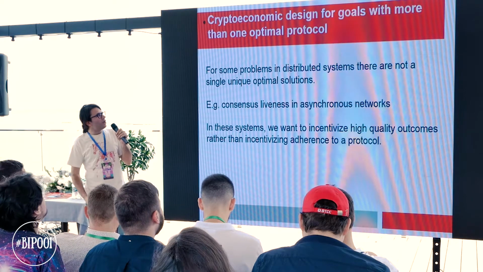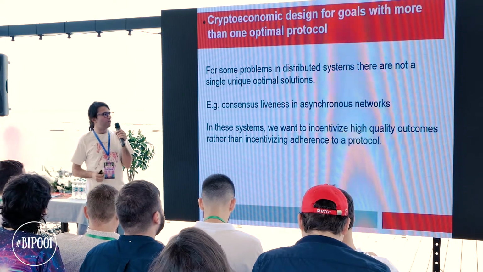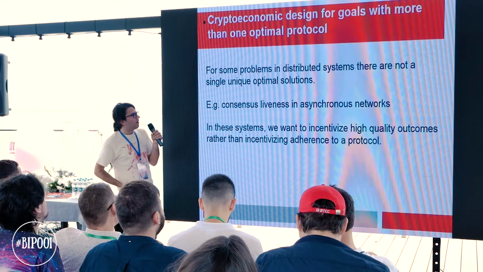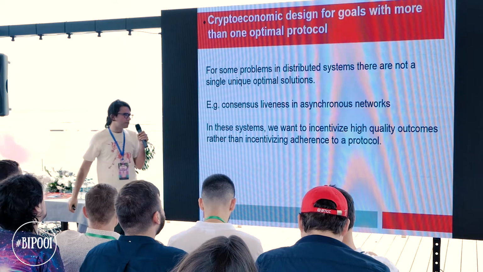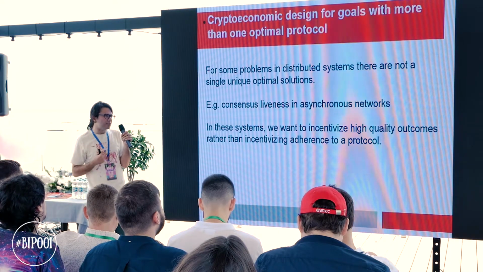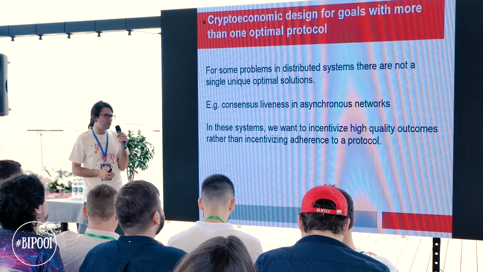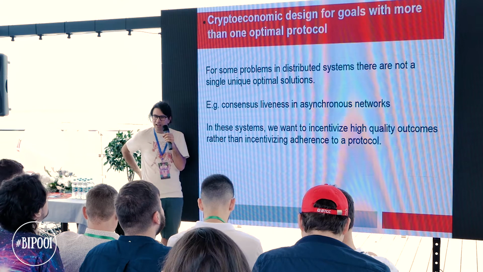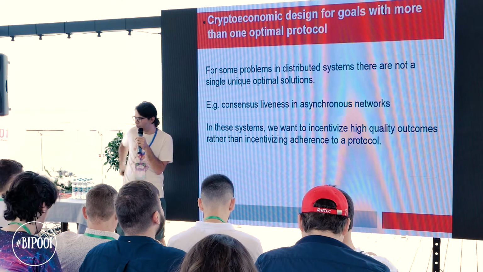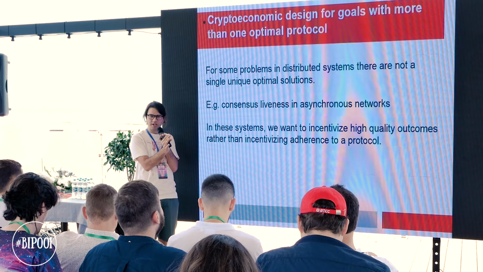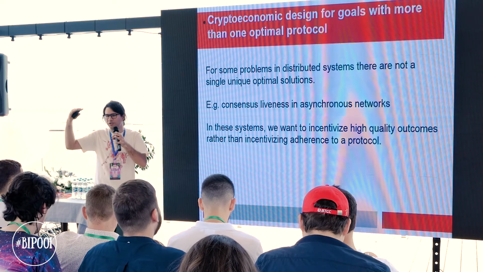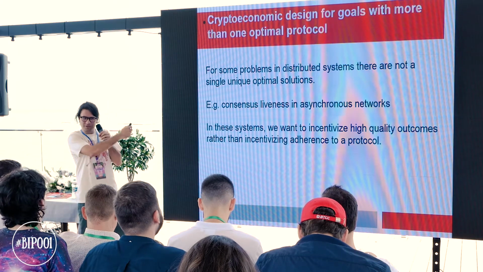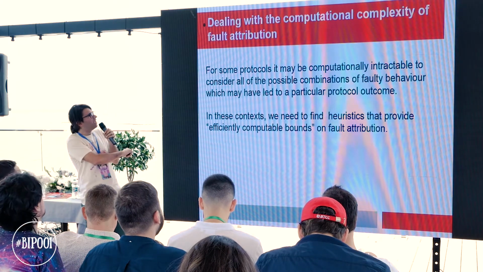So what if there's more than one optimal protocol for our particular goal? Like liveness in asynchronous networks for consensus protocols. We may want to incentivize the outcome, like liveness, rather than incentivizing adherence to a protocol. But all the stuff that I talked about, the fault attribution, is just about telling whether or not someone adhered to a protocol. So incentivizing people to follow a protocol is easier than incentivizing some outcome where you don't really mind which protocol they use to get there. And so this is an interesting open area with lots of stuff probably to see.